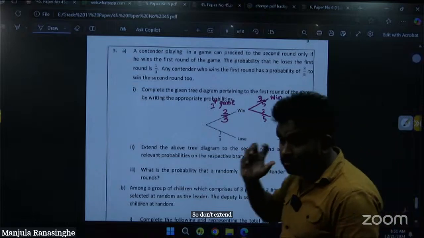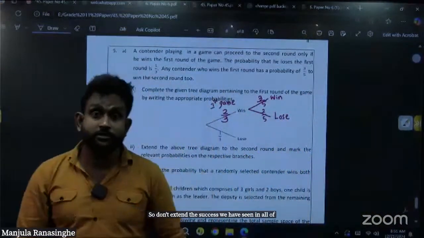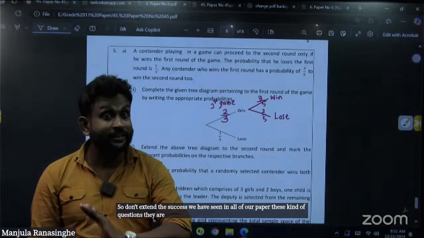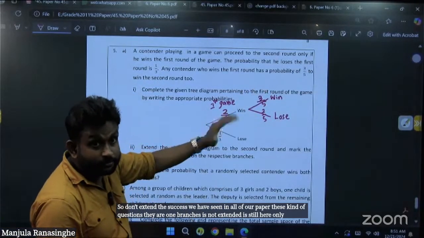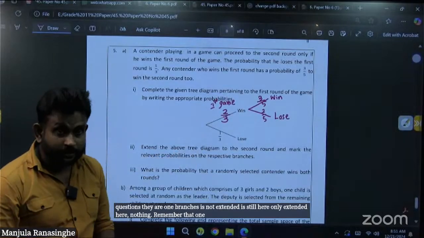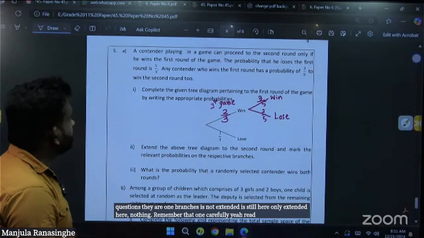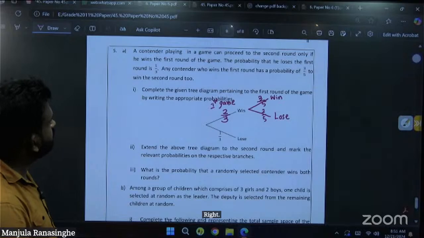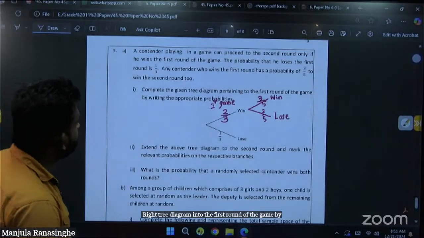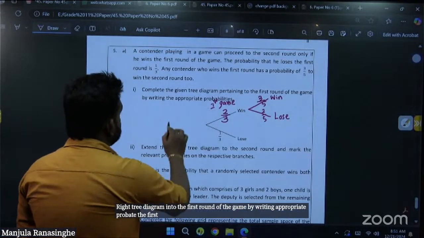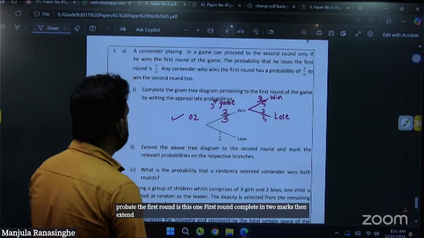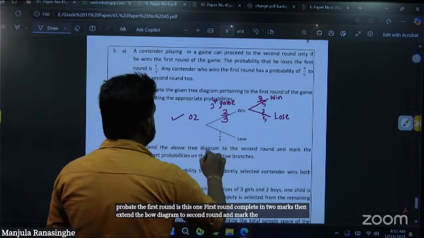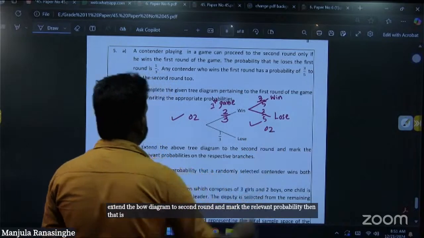We have seen in O-level papers this kind of question. One branch is not extended. Stop here, only extend here, nothing here. Remember that carefully. Read the scenario. Draw the diagram for the first round of the game by writing the appropriate probability. First round is this one. First round complete is 2 marks. Then extend the diagram to the second round and mark the relevant probability. That is another 2 marks, 4 marks.